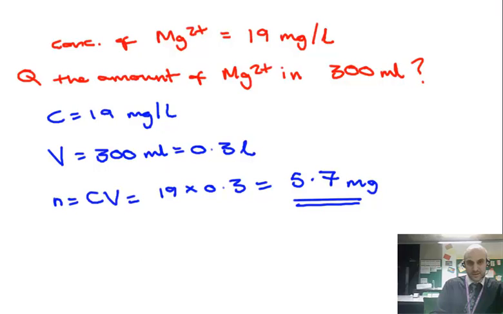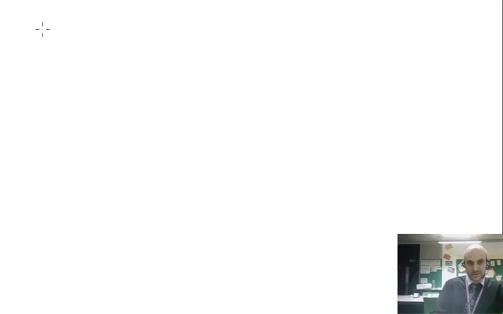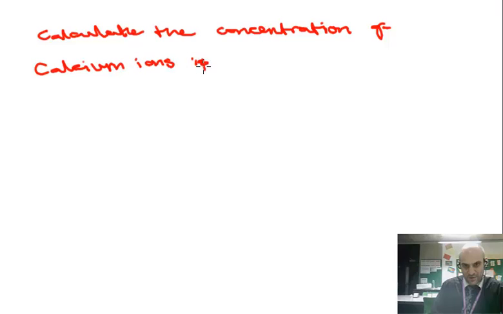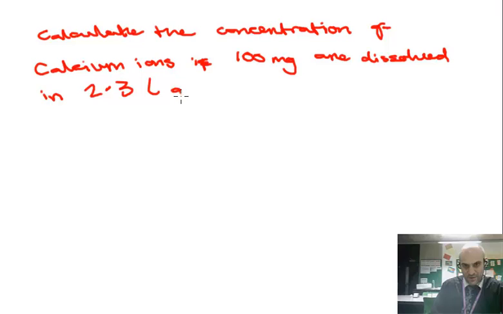Brilliant. What about using the equation another way? What if I gave you a volume and an amount? Could you calculate the concentration? So let's say, calculate the concentration of calcium ions if 100 milligrams are dissolved in 2.3 litres of water.